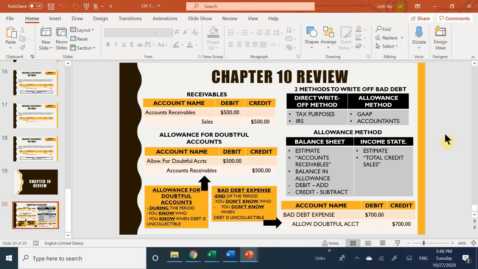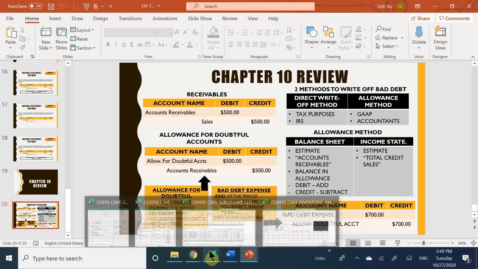So tomorrow we will go over chapter 10.2 and 10.3. 10.2 is going to be dealing with interest, so we're going to learn about that. And then we're also going to learn about bank reconciliation. Since you've already downloaded everything, we'll talk about it tomorrow.